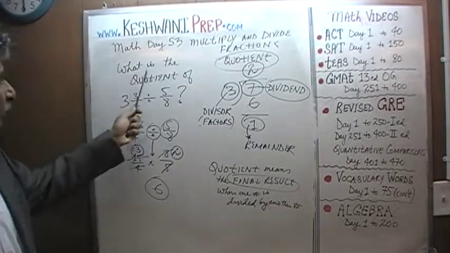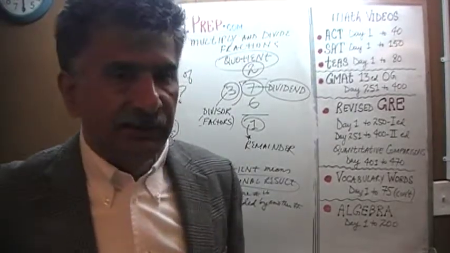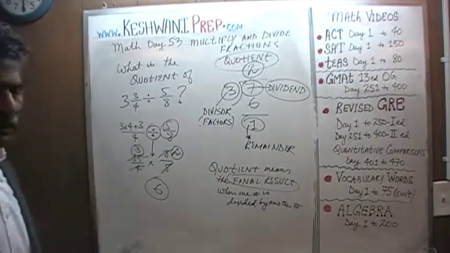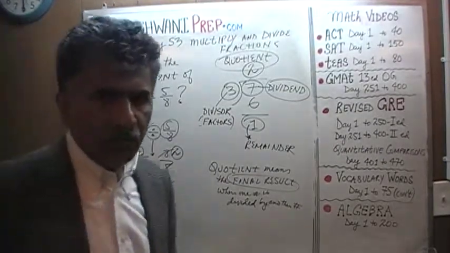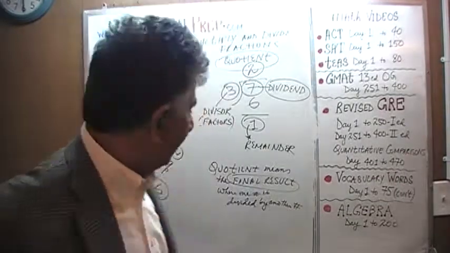What's the quotient of 3 and 3 quarter divided by 5/8? The quotient of 3 and 3 quarters divided by 5/8 turns out to be exactly 6.